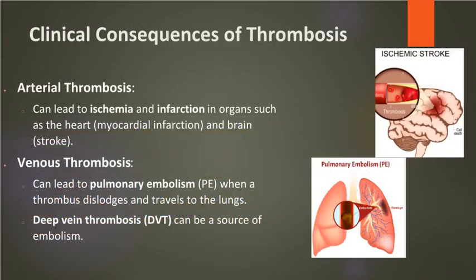The outcomes of thrombosis depend on its location. Arterial thrombosis can cause myocardial infarction or stroke due to ischemia. Venous thrombosis can lead to pulmonary embolism, PE, if a clot dislodges and blocks pulmonary arteries. DVT is a common precursor to PE, highlighting the importance of timely prevention and treatment of venous thrombi.